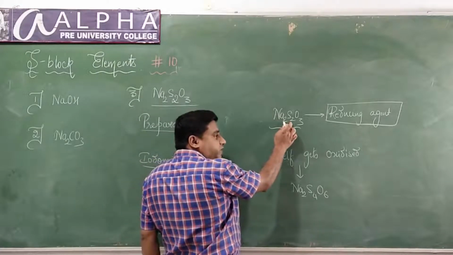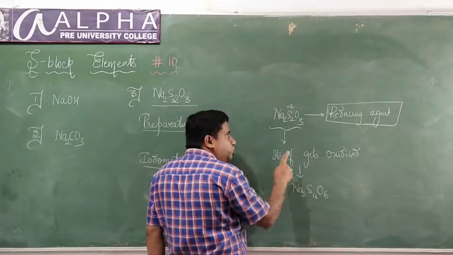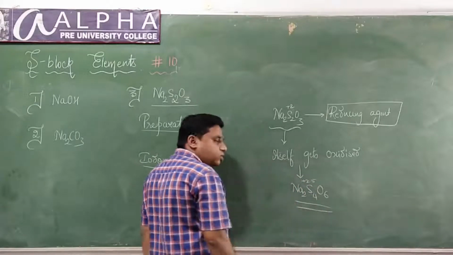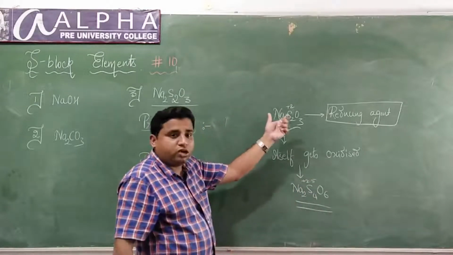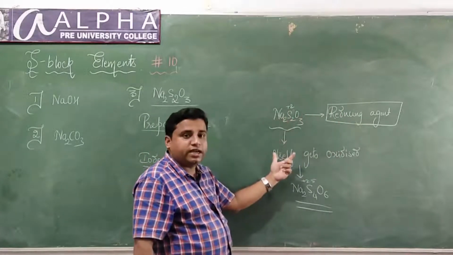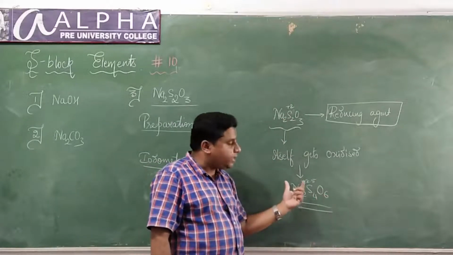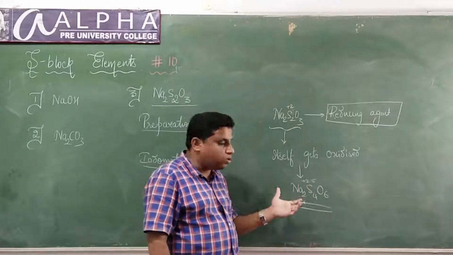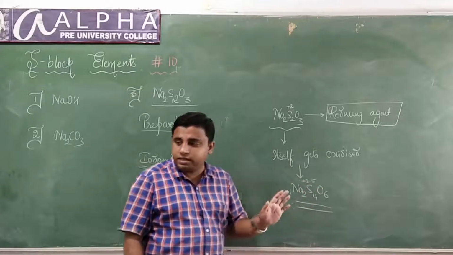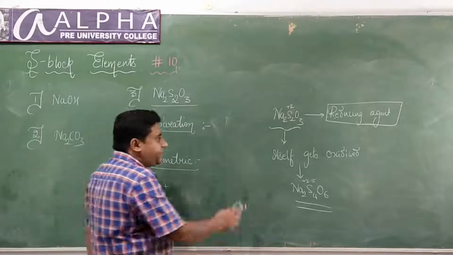What was the oxidation state of sulfur in sodium thiosulfate? It was +2, isn't it? In Na2S4O6, the oxidation state of sulfur is going to be 2.5. So whenever sodium thiosulfate acts as a reducing agent, it itself gets oxidized to Na2S4O6. Here the oxidation state of sulfur in Na2S4O6 is 2.5.